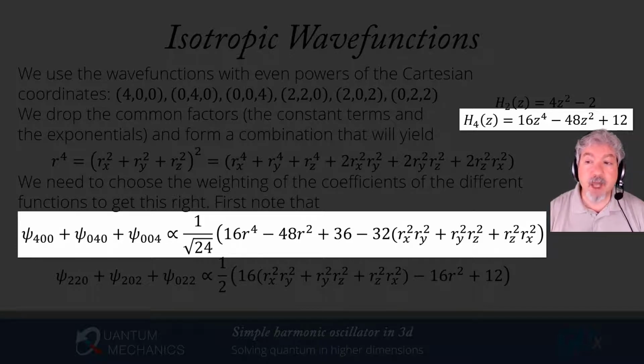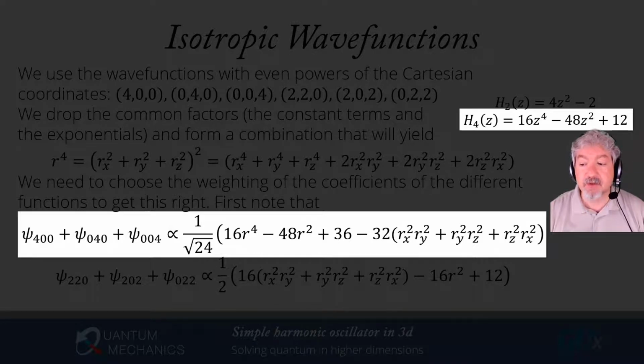Okay, so I'm going to have the H4 for an Rx, that's the 400. I'm going to have the H4 for an Ry, that's the 040. And I'm going to have an H4 for the Rz, that's the 004, and I'm going to add them all together. So you see I'm going to get a 16 Rx to the fourth plus a 16 Ry to the fourth plus a 16 Rz to the fourth. I'm going to actually write that as r to the fourth and then subtract off those cross terms. So that's 16r to the fourth minus 32 rx squared ry squared plus 32 ry squared rz squared plus 32 rz squared rx squared. That is just adding the 16 z to the fourth terms for the x, y, and z components.